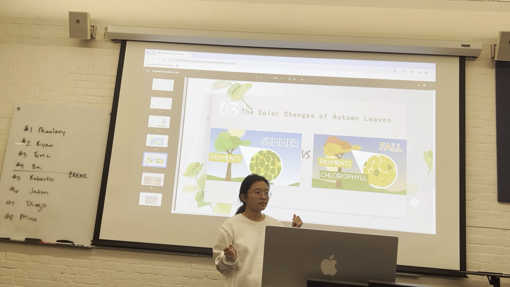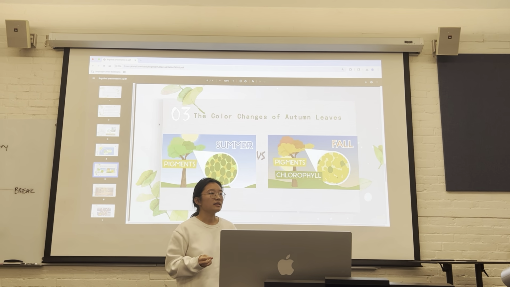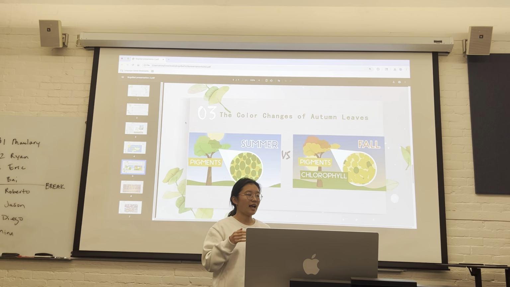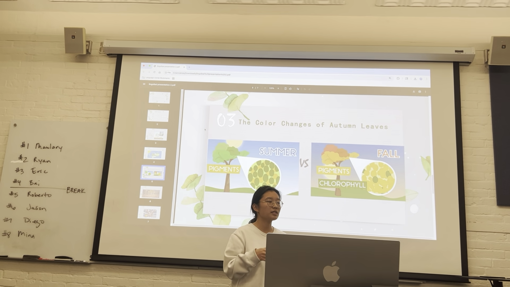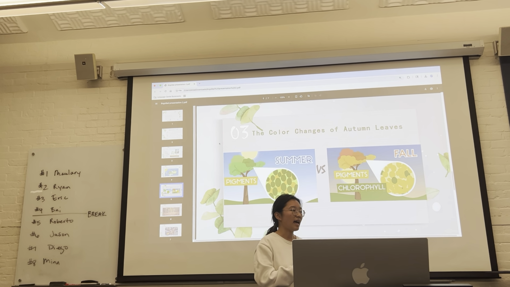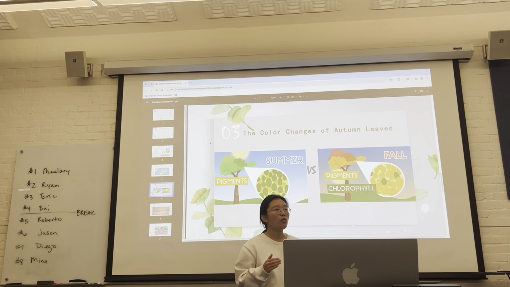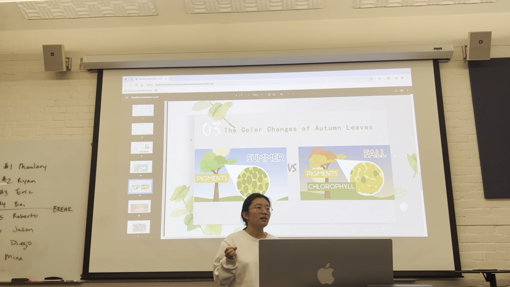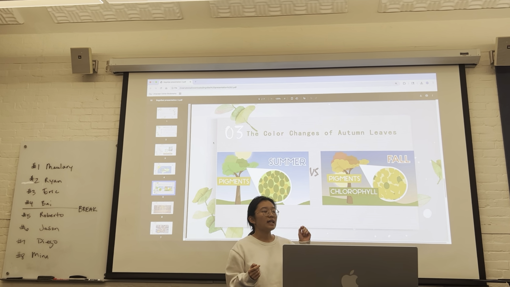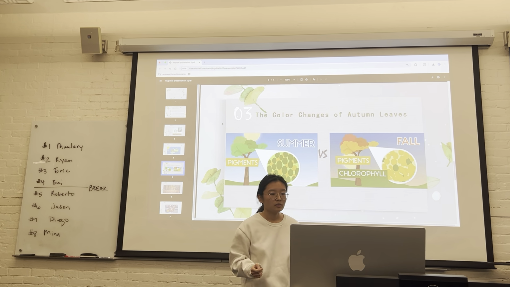become visible. So at the meantime, the green pigment fades away, and the other pigments like the orange and the red pigments that have always been there are not hidden anymore, so they appear. So that's the main reason why the green leaves turn yellow.